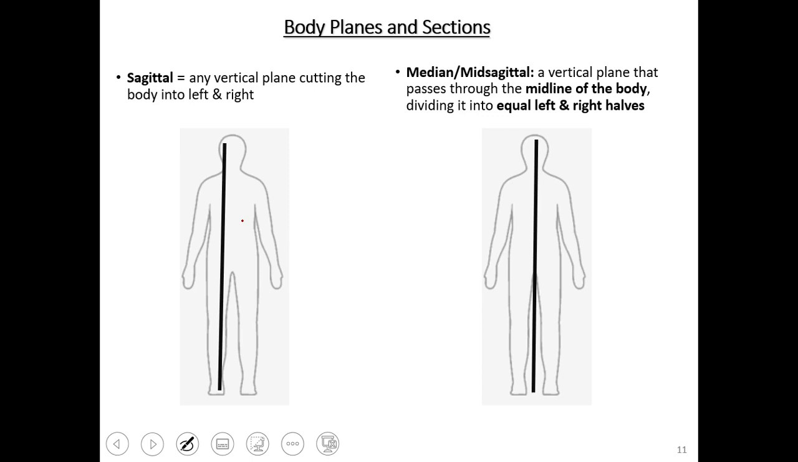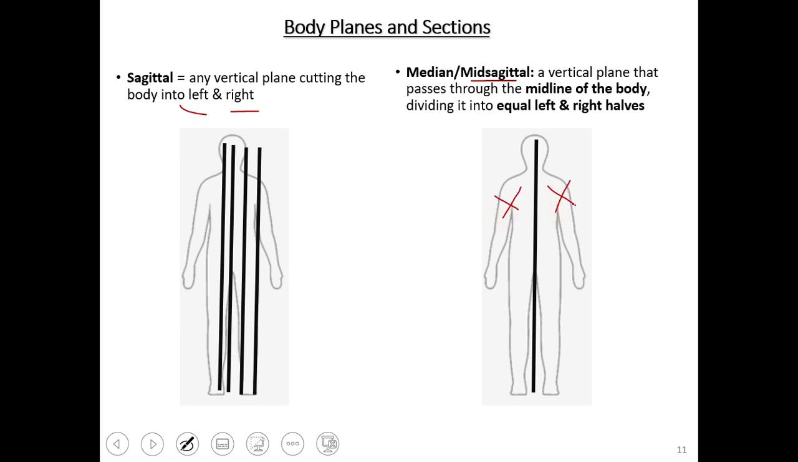Now with body planes, sagittal versus median or mid-sagittal. The sagittal plane is any vertical plane that divides the body into left and right parts, and they are unequal. This means that you can have multiple sagittal planes. How about the median or mid-sagittal? It's the plane dividing the body into equal right and left halves. This means that we have only one median or mid-sagittal plane.